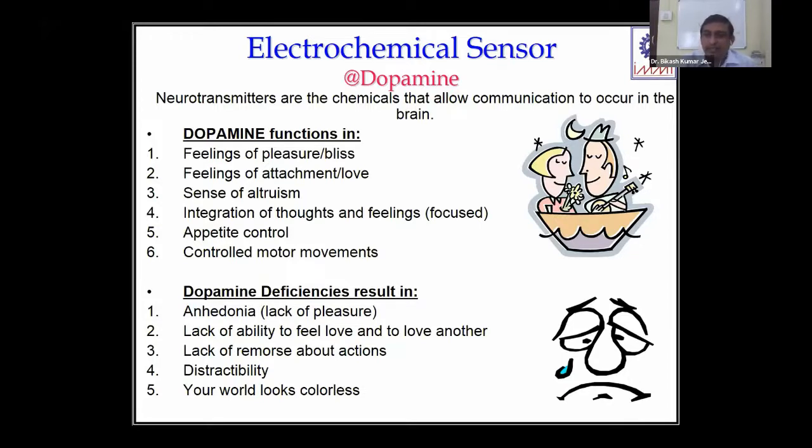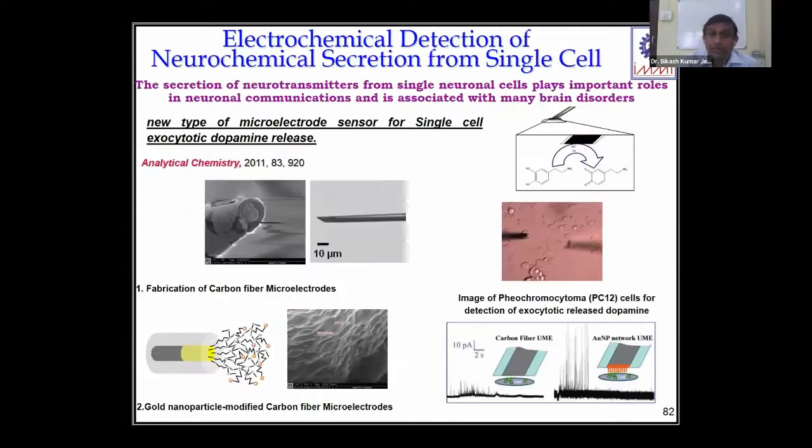That means there is no proper release of dopamine taking place. So we have to understand how much concentrated dopamine is released from the brain cells. We'll monitor, and accordingly you have to give some drug to enhance this release and to increase the concentration of dopamine. So for that purpose, we tried to develop some microelectrodes.